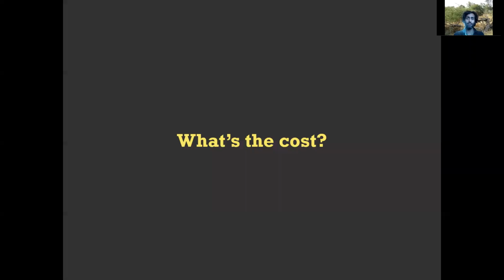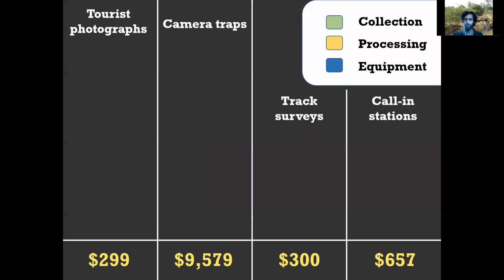So that's great. The next question is, how much does it cost? Because it's great the results are comparable, but if it's too expensive, then it's academic. You have the same problems as before regarding sustainability. So if we look at the total costs, the costs for the tourist photograph method are cheaper than the other survey methods for the camera traps and the call-in station surveys, and it's around about the same price as the track surveys.